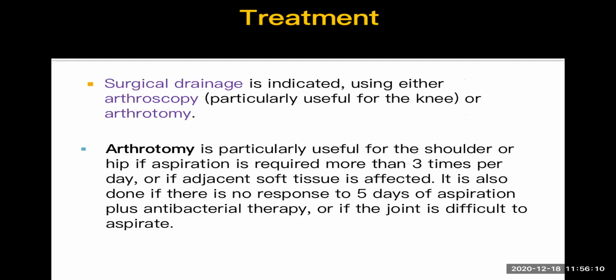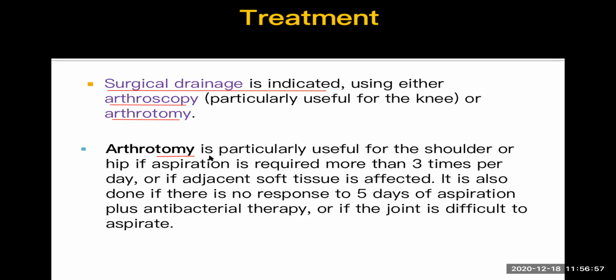Now, what about the surgical therapy? Till now, we are talking about the medical treatment, but what about the surgical one? See here, surgical drainage is indicated using either arthroscopy or arthrotomy. Arthroscopy is done with the help of an arthroscope. That's a special instrument, inserted into the joint cavity, and the pus is removed. The damaged or dead pieces of tissue are also removed. Whereas arthrotomy is an incision given on the surface, and we open the joint and drain it.